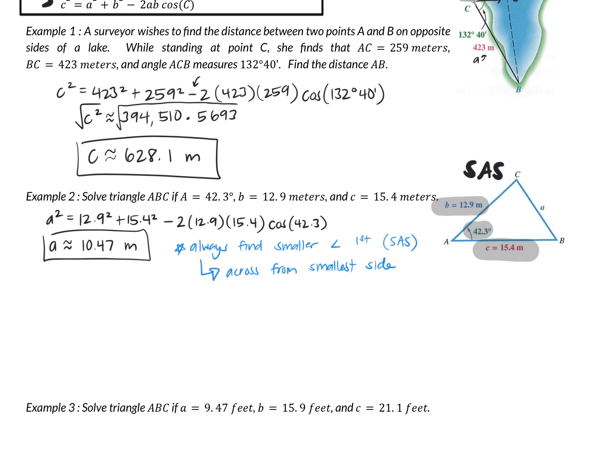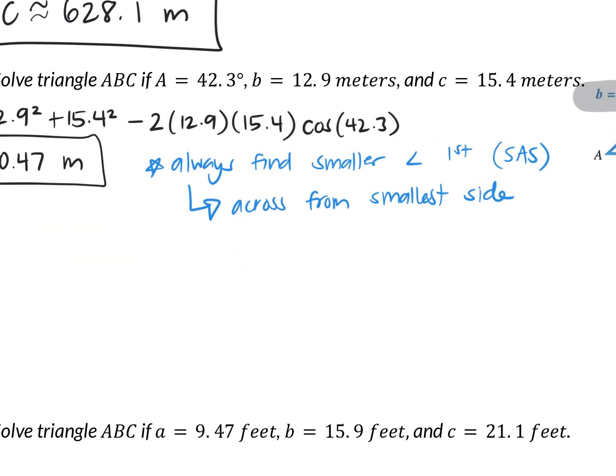Okay, so we already found A. A is equal to, oh my gosh, 10.47. So now, of the two remaining sides, B is smaller, so I'm going to find angle B, okay? And we're going to find it using law of sines, which we've already done from last class, okay? So then we can just write a little note here. Use law of sines to solve missing angles.